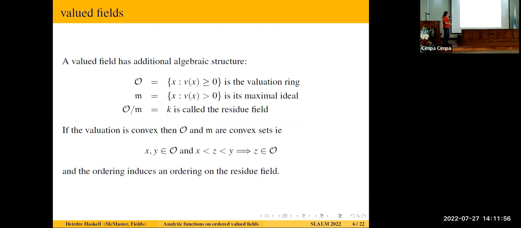And if the valuation is convex with respect to an ordering, then the valuation ring and the maximal ideal are both convex in the sense that if I take two elements of the valuation ring for which x is less than y, and choose something which lies between them, then that element also has to be in the valuation ring. Because of this property, we can induce an ordering on the residue field, defined in the obvious way: I just pick a representative of the equivalence class of the quotient and use the ordering. And if you get bored with the rest of the talk, then you can go through the calculation to see that it actually is well defined.